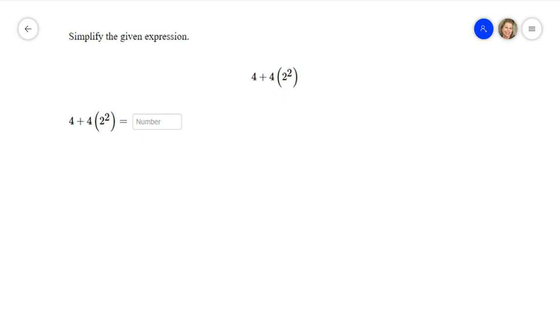Simplify the given expression. For this problem, you need to remember the order of operations, also known as PEMDAS, or please excuse my dear Aunt Sally.